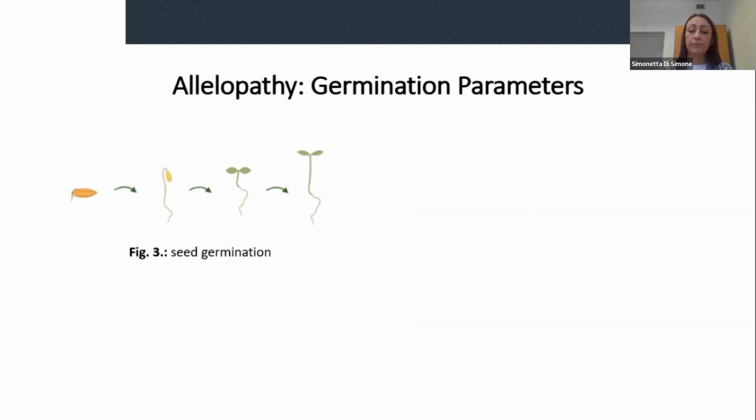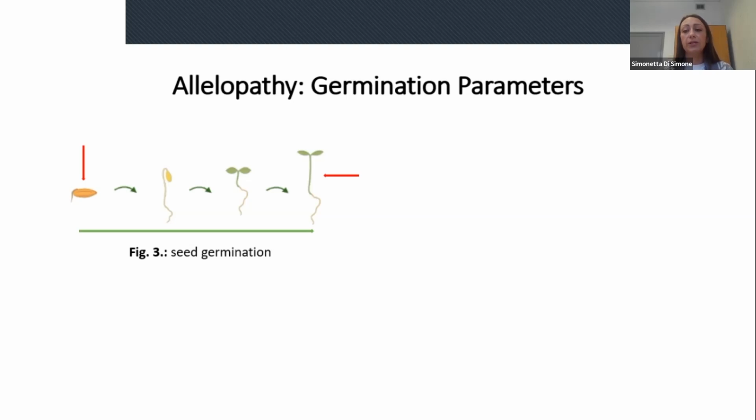So seed germination is the resumption of growth by the embryo within the seed that leads to the development of a new plant. Germination begins with water uptake by the dry seed and finishes with the elongation of the embryonic axis. Phytotoxicity tests can be performed using either seed germination or root elongation as test endpoints.